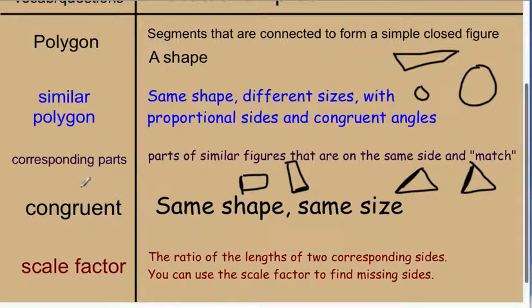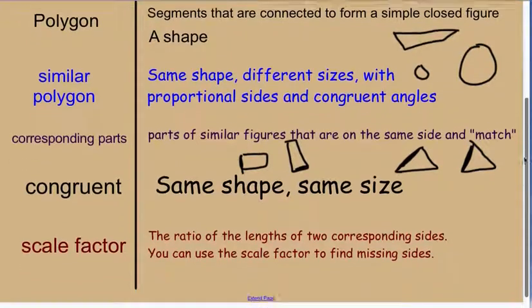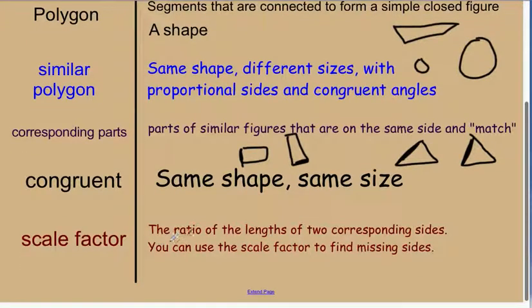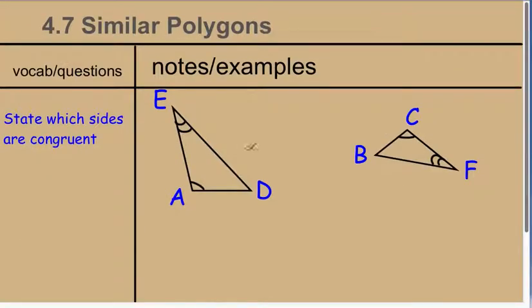If I have something that is congruent, they're the exact same shape and same size, so a little bit different than similar, same shape and same size. Scale factor is the ratio or fraction of the lengths of two sides that are corresponding, so it'd be like a fraction of these two sides. All right. Right away, we have to start with what two sides are congruent.